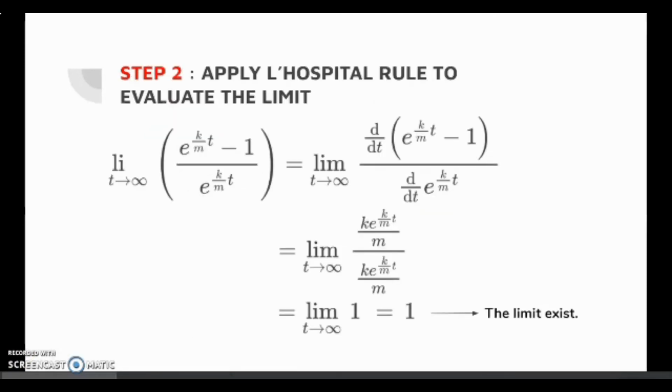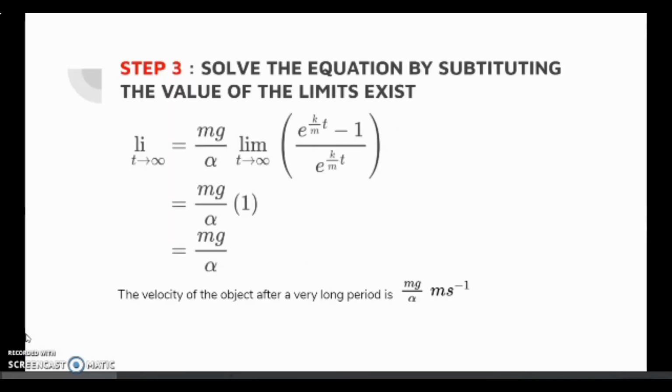Put the final derivative into this limit, which is the limit as t approaches infinity of (k e^(k/m t) over m) over (k e^(k/m t) over m), and we get 1, and the limit exists. We can go to step 3.